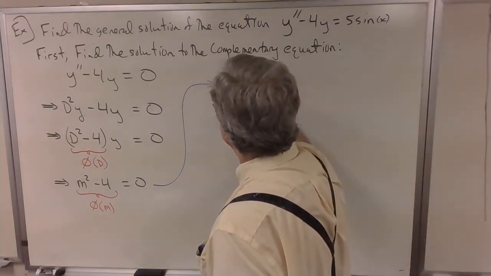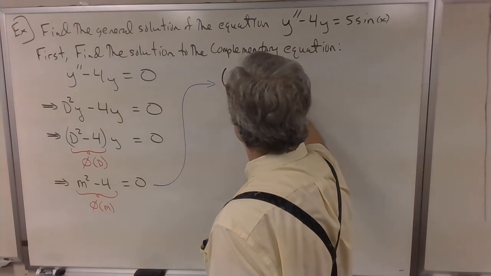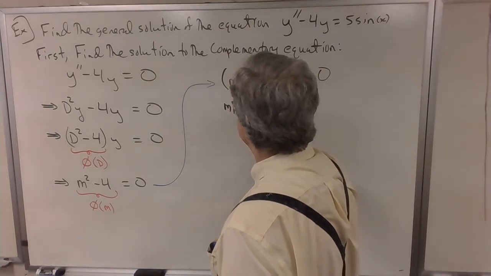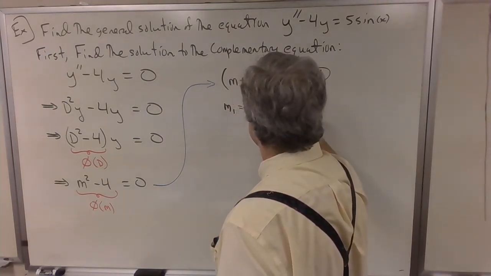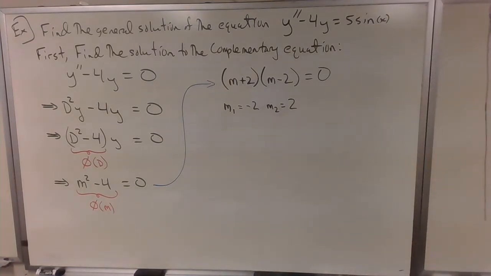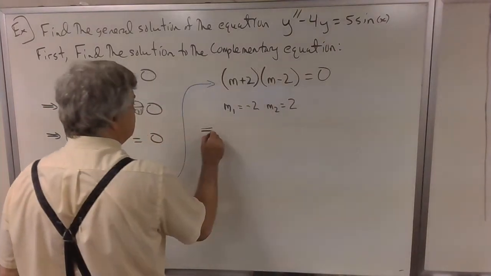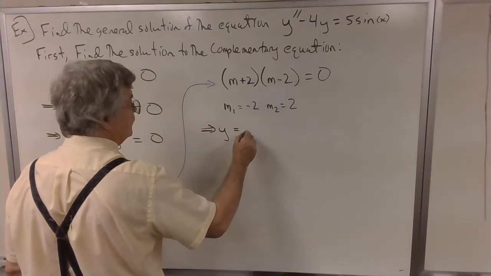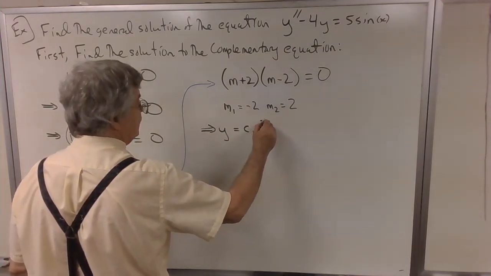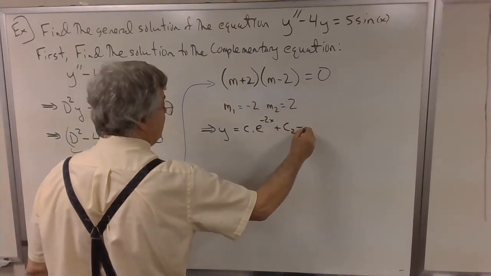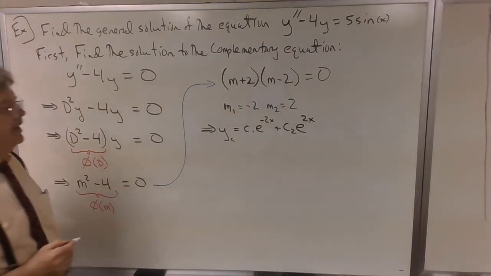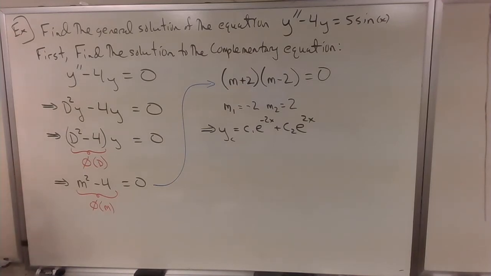And I factor this son of a gun. And I'll write y sub c there. That's our complementary solution.